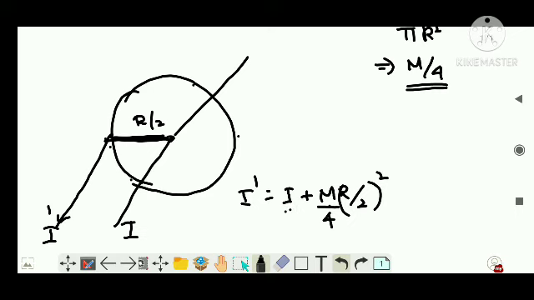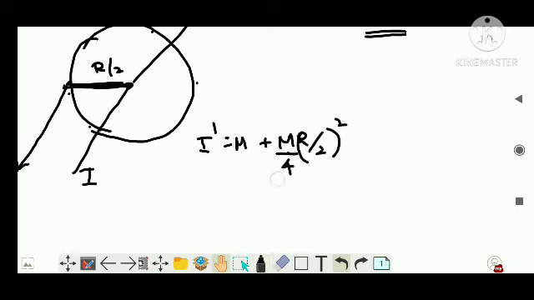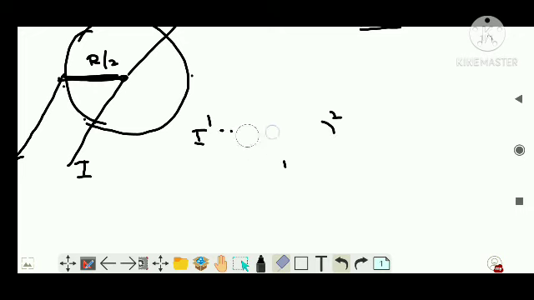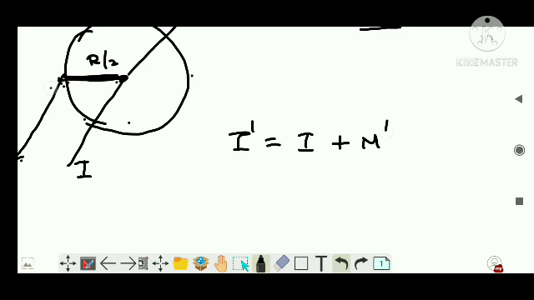Now what is I then? This is also a disk itself, right? So its moment of inertia about its center is what? m into r by 2 by 2 whole square. Why? Repeating it again, guys. Unknown moment of inertia is equal to known moment of inertia plus mass of this disk into the distance between these two parallel axes, which is r by 2 whole square. This much clear?